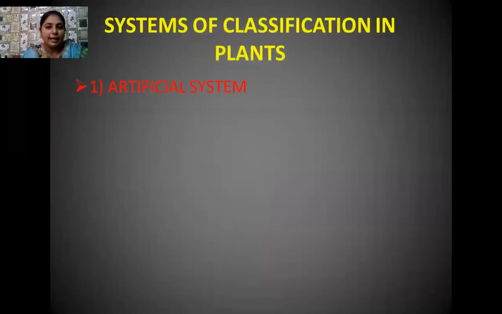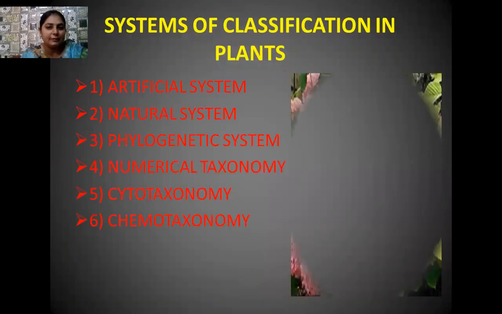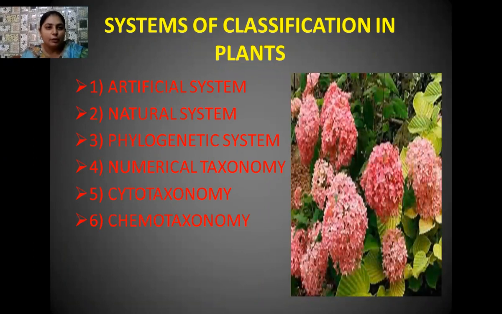So first of all, I am going to tell you about the various systems of classification. Have a look. We have 6 systems of classification in the plant kingdom. Number one is the artificial system of classification. We will study these systems in detail. The second is the natural system of classification.